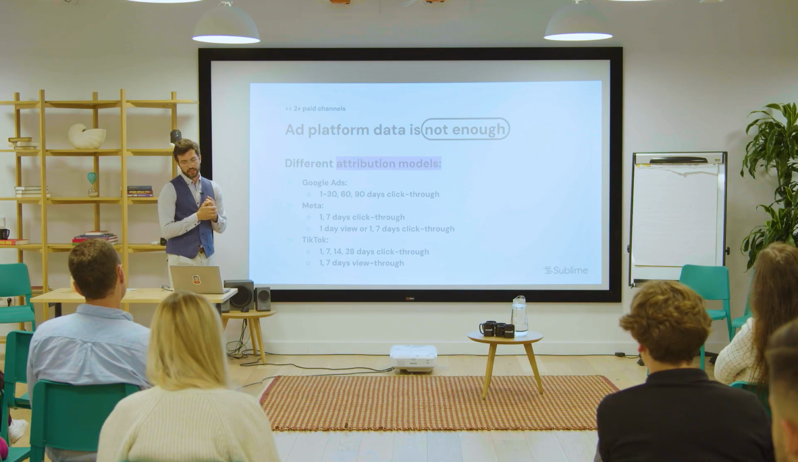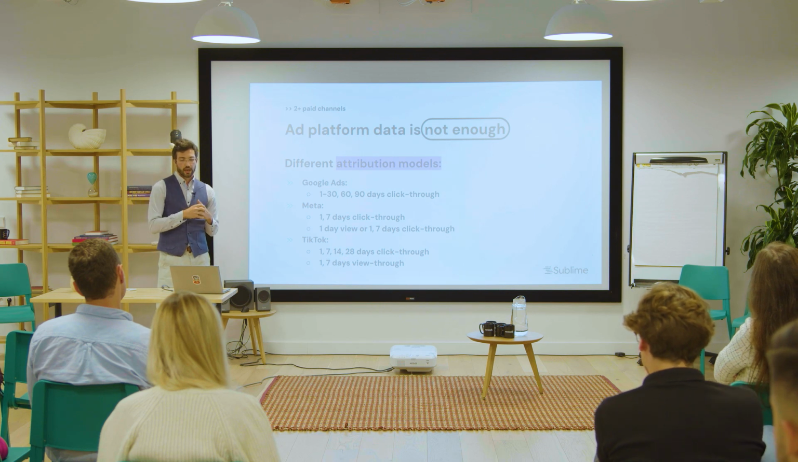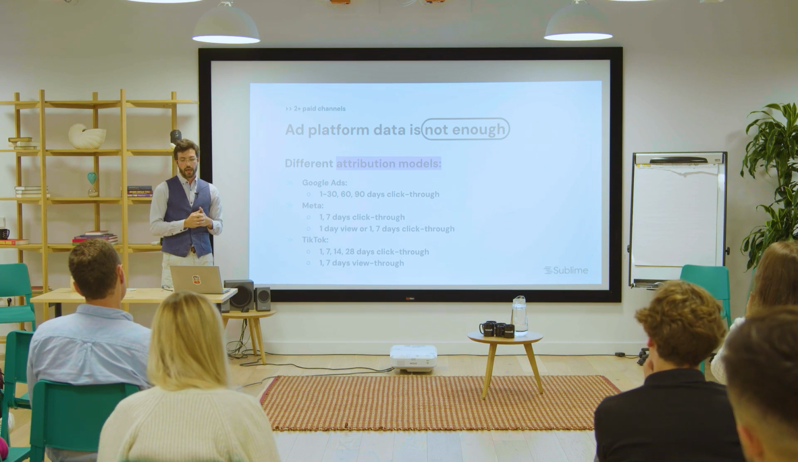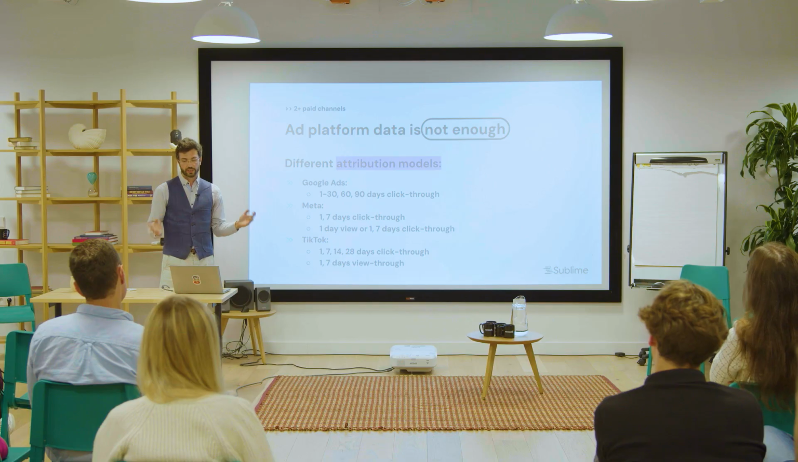The second cause is that the attribution models, even the simple ones in ad platforms, are different from each other. For example, in Google Ads you have click-through attribution, and in Meta you have click-through and view-through attribution. So it seems like Meta is the same as TikTok, but the look-back window on Meta and TikTok is different. So you need to be quite careful when you are comparing the data from all the platforms at once.